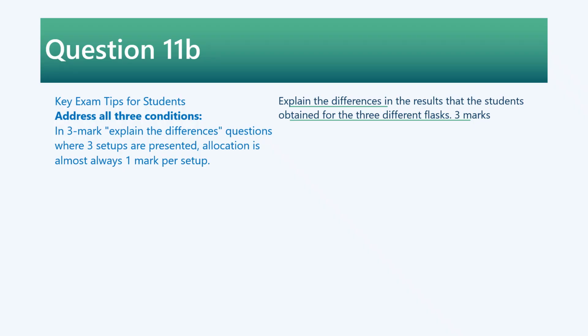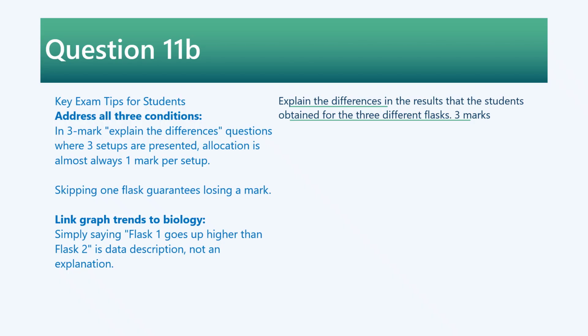allocation is almost always 1 mark per setup. Skipping 1 flask guarantees losing a mark. Link graph trends to biology. Simply saying Flask 1 goes up higher than Flask 2 is data description, not an explanation. Always link data back to enzyme shape or function, per denaturation.